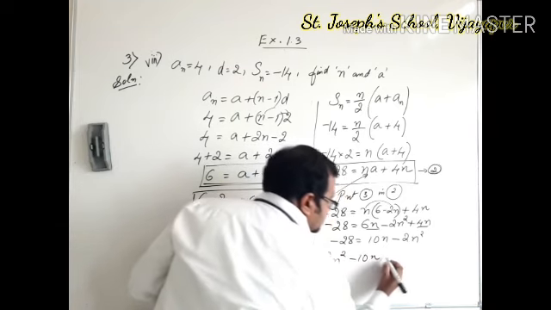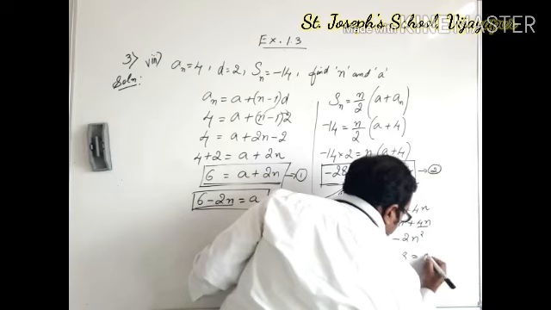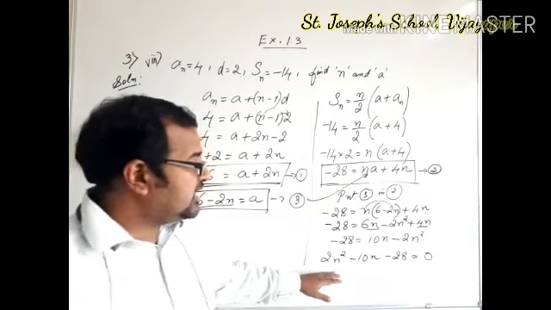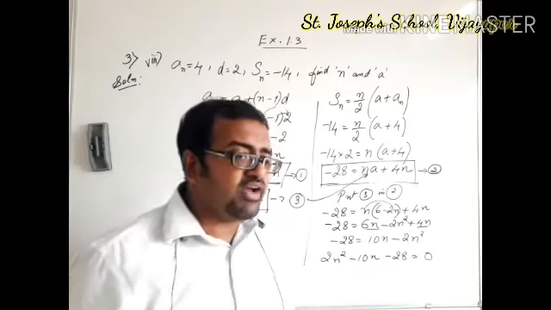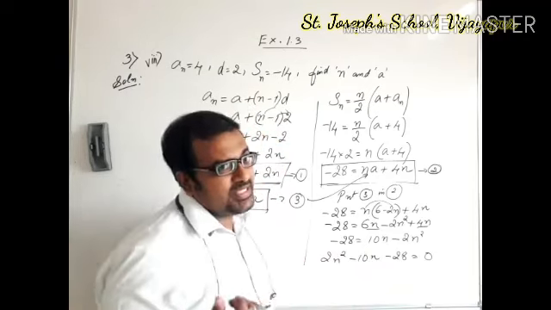Here minus 28 is remaining, is equal to 0 on the other side. This is the quadratic equation which we have to simplify. Just to make it a little simpler, I'll take out the common factor. What is the common factor? 2 is the common factor.